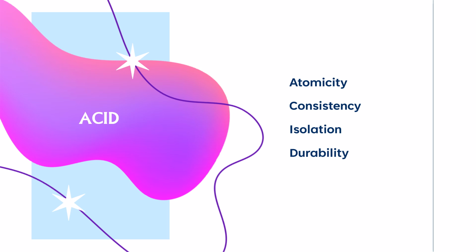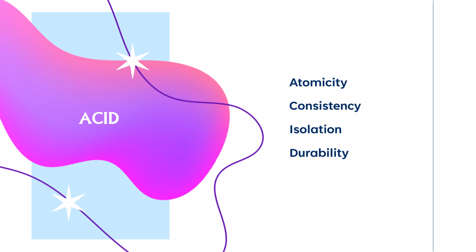So the transaction is governed by the ACID properties. ACID stands for atomicity, consistency, isolation, and durability. In short, atomicity is about all or nothing. We'll deep dive into these concepts in the next slides one by one.